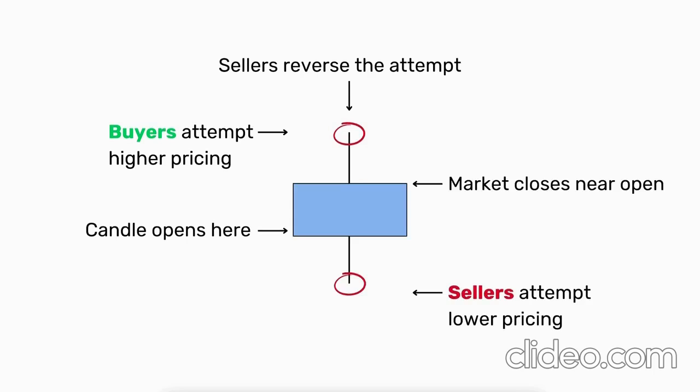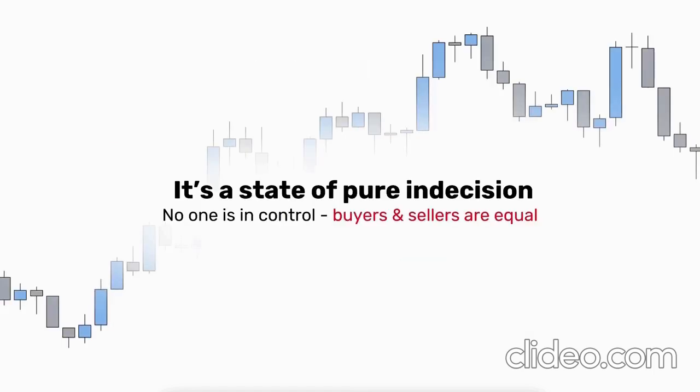So what we've seen is an equal attempt from buying and an equal attempt from selling without really any movement being made. It's simply a state of pure indecision in the market. No one is in control. Buyers and sellers are equal.